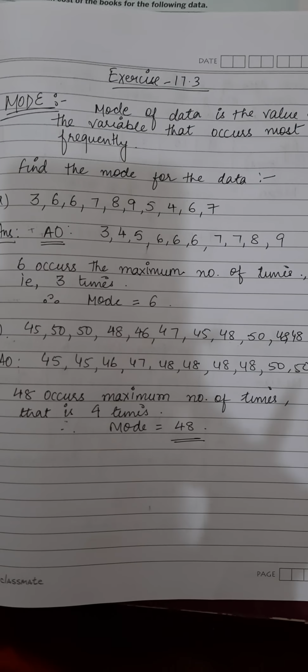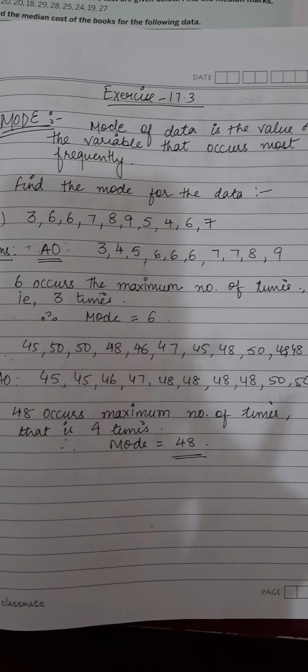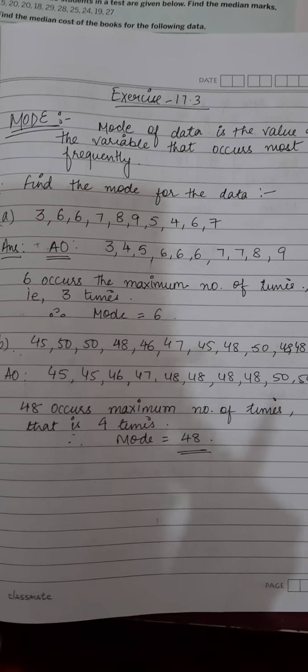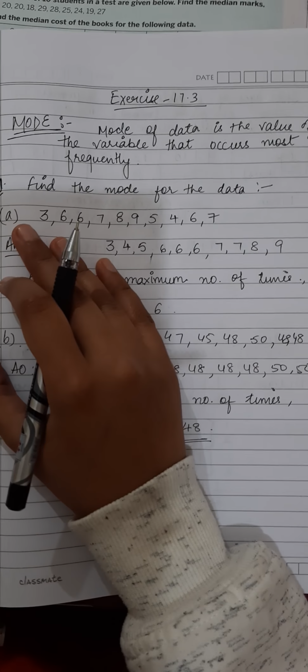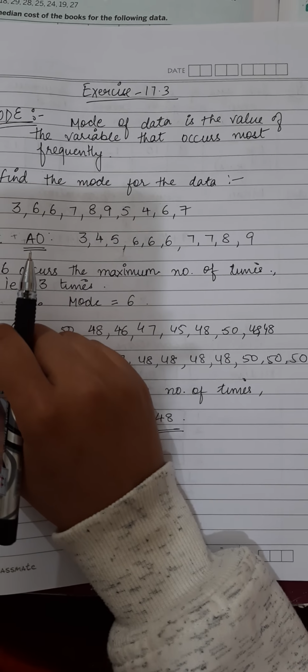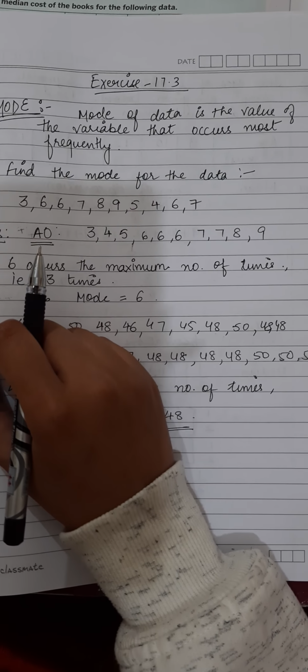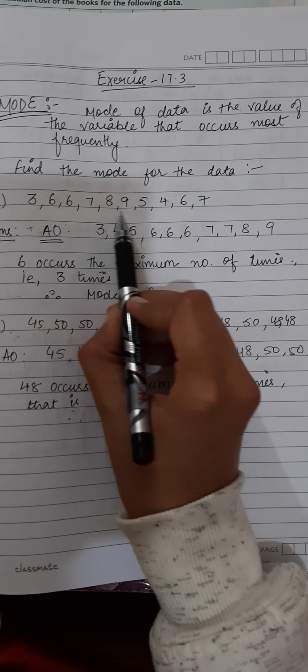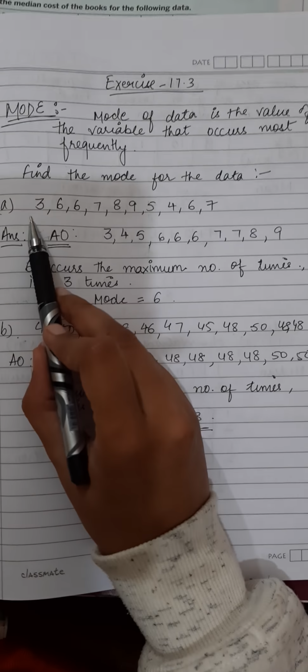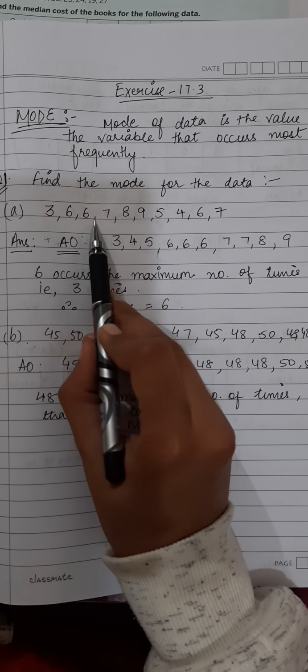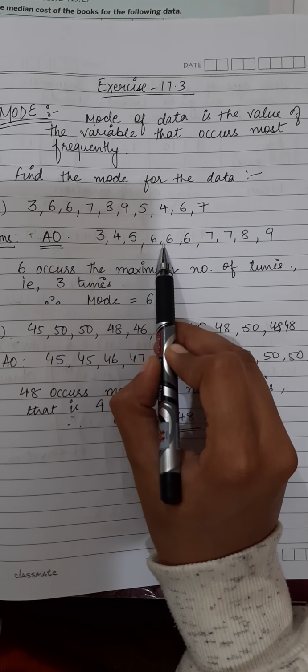Now let's start with the 17.3 exercise. In 17.3, the new concept you are going to do is mode. Now what is the mode? Mode of data is the value of the variable that occurs most frequently. That means if this data is given to you, the very first step is that you are going to arrange the data in the ascending order.